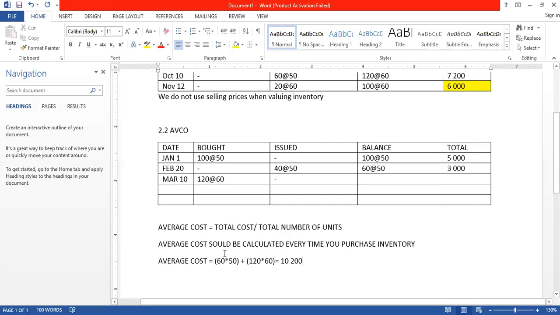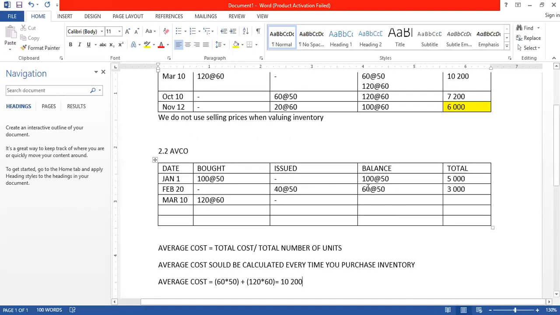Total cost is the cost of the previous month's balance. This balance that you still have, remember, you still have these 60 items in stock, so you cannot leave them behind. So this balance of the 60 items, and then the balance of the new items, you add the two total values together, then you get your total cost, and then you divide it by the number of items.